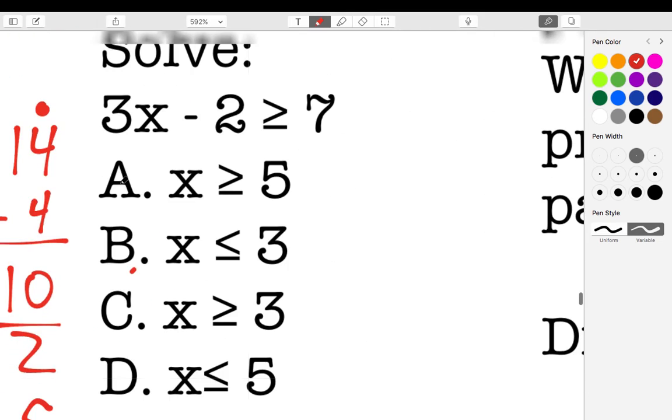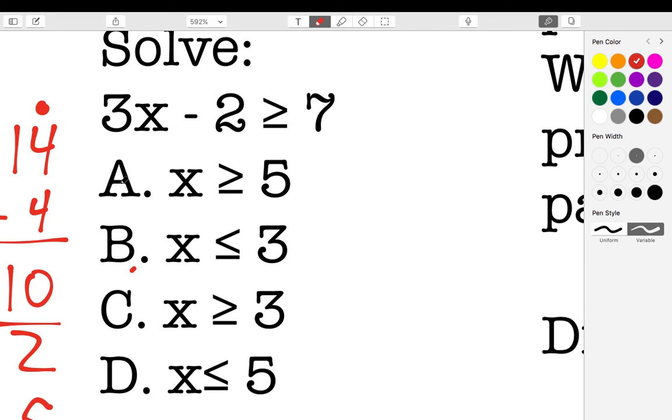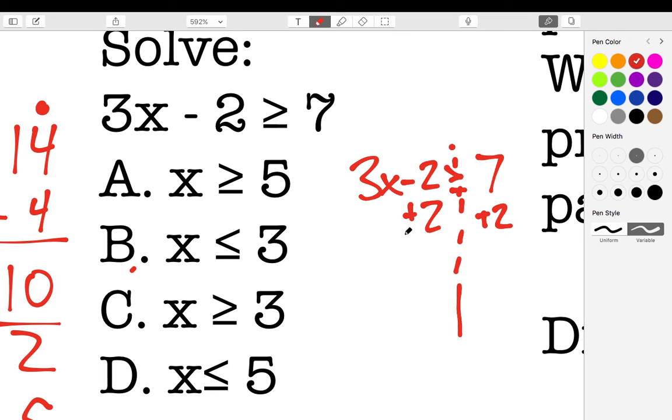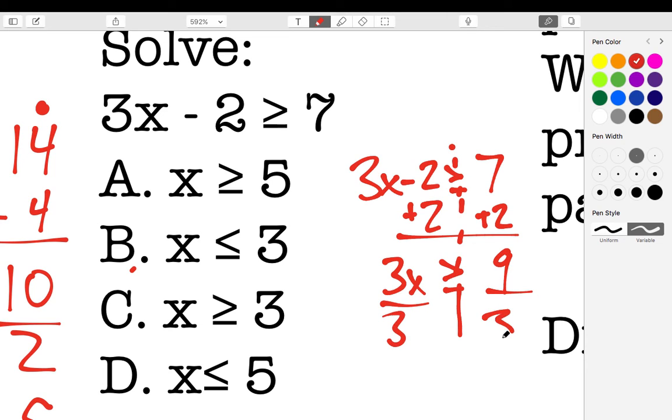Okay, next one. We have 3x minus 2 is greater than or equal to 7. For sake of time, I'm going to be doing these ones. So you're going to draw a line, add 2, add 2. We have 9 is greater than or equal to 3x. This is multiplication. What is the inverse operation, guys? Division. So you're going to divide by 3. Should have got x is greater than or equal to 3.